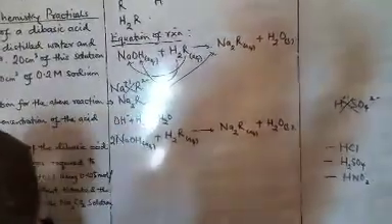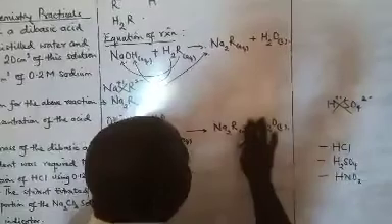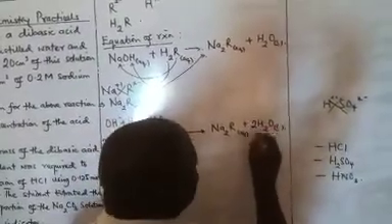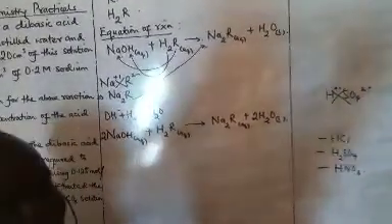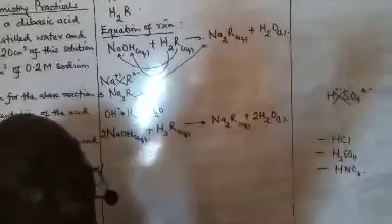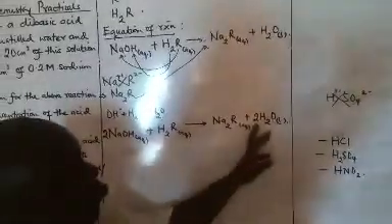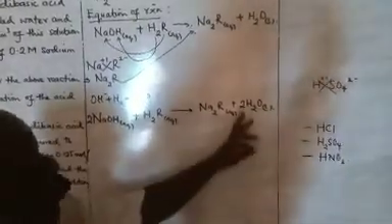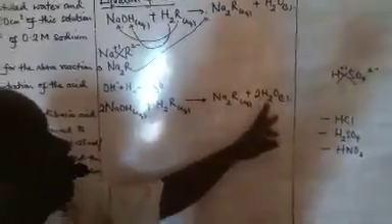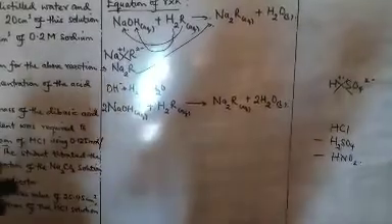Hydrogen on this side is 2, plus these 2 making 4. But on the product side, hydrogen is 2. So to make hydrogen 4, I will put 2 here. That is 2 moles. Remember that in balancing your chemical equation, you use the trial and error method. So you have 2 moles of water, but if you want to break it down, it becomes 4 atoms of hydrogen and 2 atoms of oxygen.